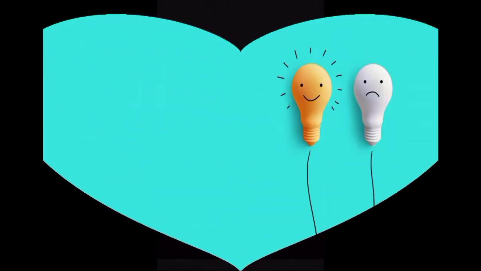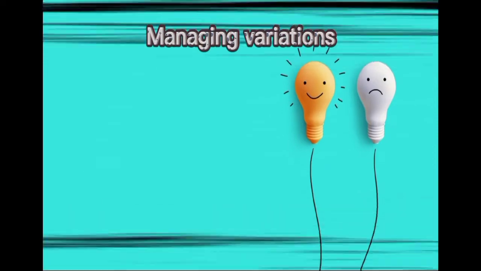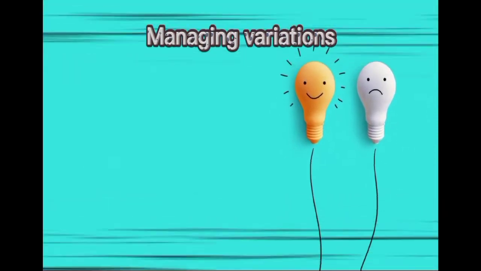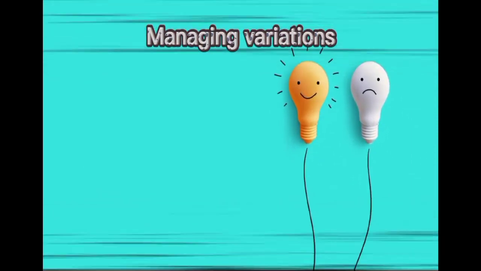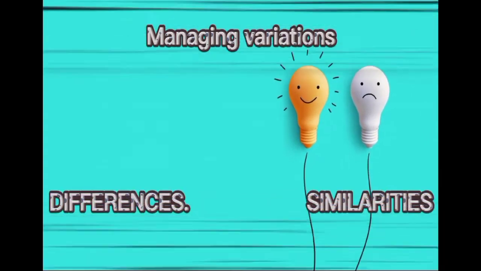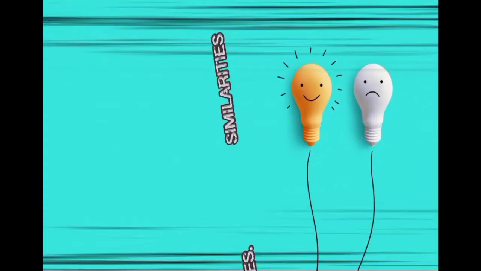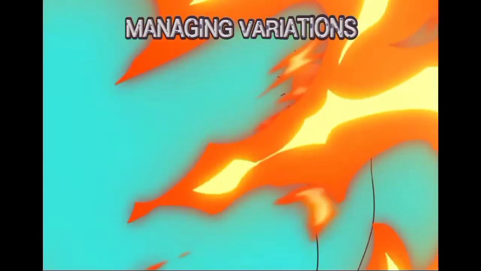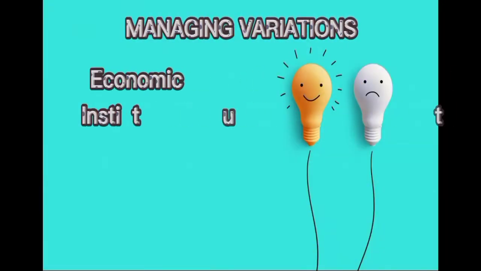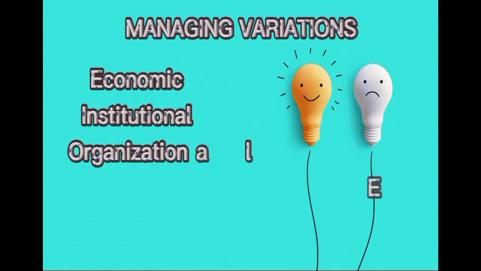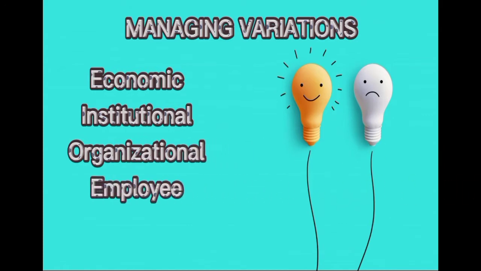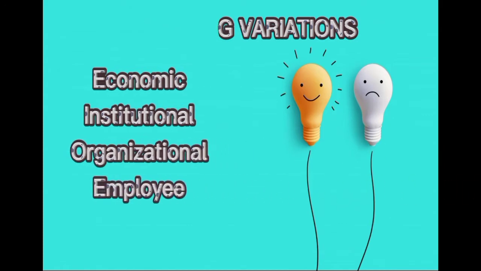Now, understanding international compensation begins with recognizing variations, differences and similarities, and figuring out the reasons for the variations. How people get paid around the world depends on differences and similarities in the following general factors. Number one is economic, next is institutional, next is organizational, and lastly is employee.